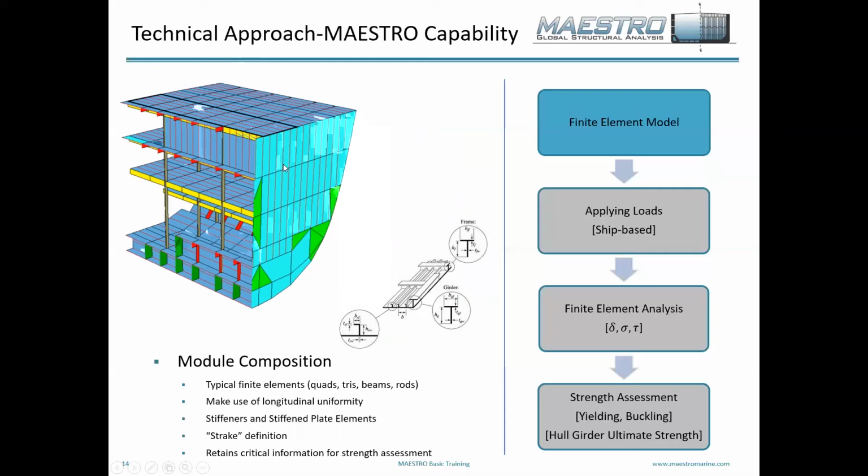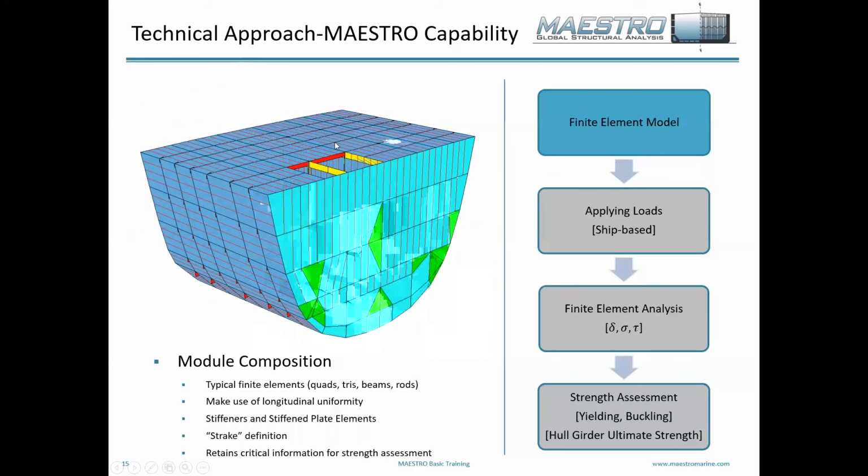So you've got the plating in dark blue. You've got the embedded stiffeners, which are the red lines. This yellow beam is the girder at the edge of the strake, and the red transverse beams are the frames. But it makes it nice and easy to define a fairly large chunk of the model in just one item in the Maestro model.